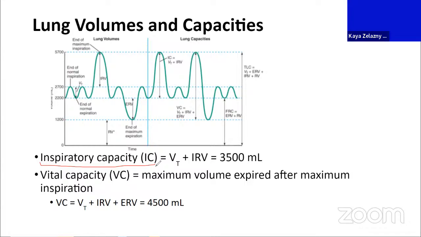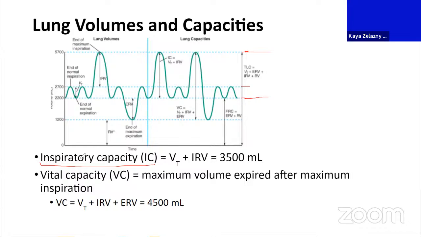To find that inspiratory capacity from our volumes, we'd be taking that tidal volume, so you breathed in the normal amount, and then we're going to add on that inspiratory reserve volume, that deeper breath. So these two things together give you your inspiratory capacity, all the air you can breathe in total.